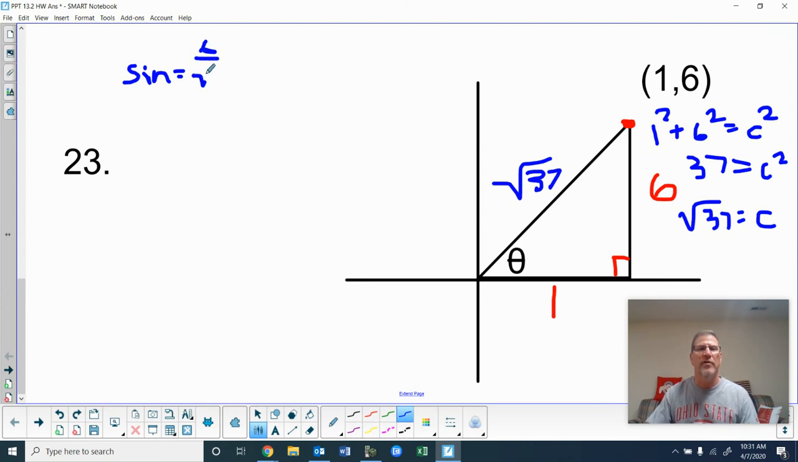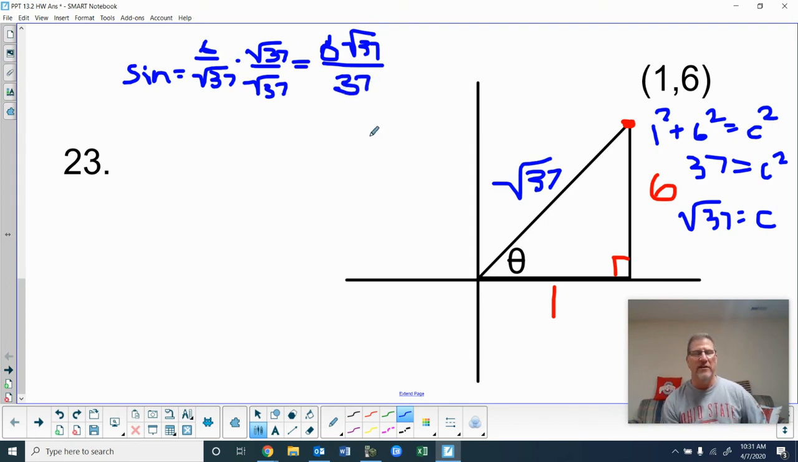And again, I apologize for my writing. It's hard to do using my mouse, but I have to rationalize this. Don't forget about that. Some of you forgot that on section 13.1. So remember, that's a 6 square root of 37 over 37 for that first answer.